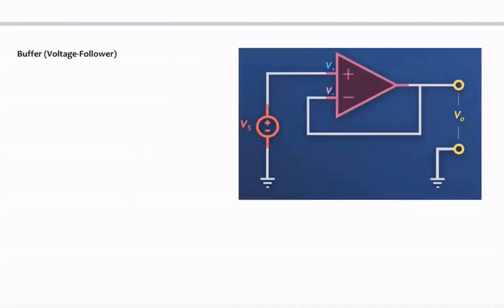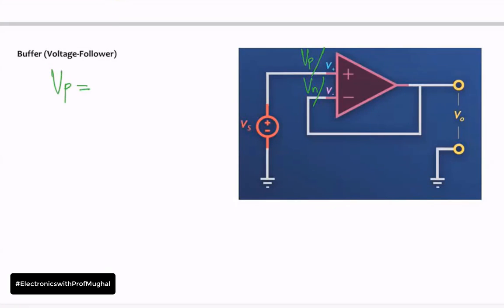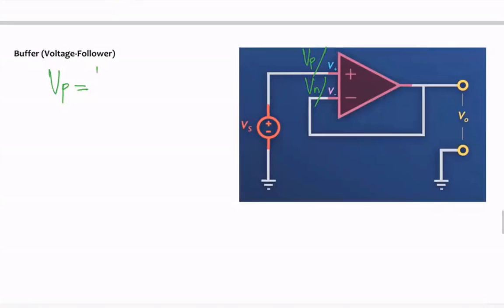Okay, again, we'll just do this quickly, and I'm going to ask you a series of questions over here. Again, this is VP, or V positive. We've got VN, V negative. What is VP here? Yes, folks, VP is going to be VS.